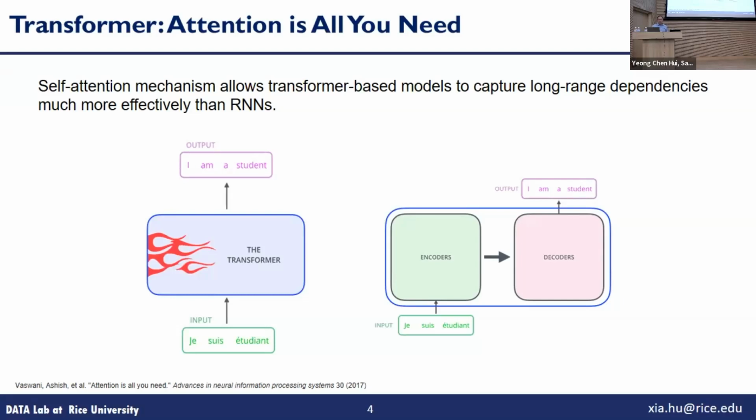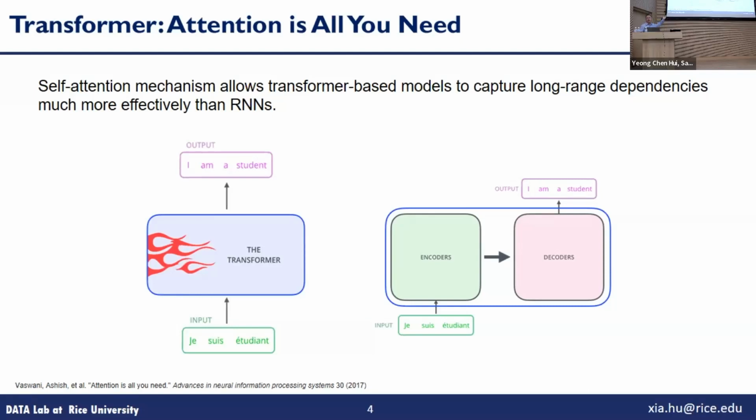The key point of the transformer is that the self-attention mechanism allows transformer-based models to capture long-range dependencies much more effectively than traditional models, such as recurrent neural networks. If you are not familiar with the technologies of the transformer, that is fine. Most of us are familiar with machine translation, right? Here I would like to use an example from machine translation to show you how the transformer really works.